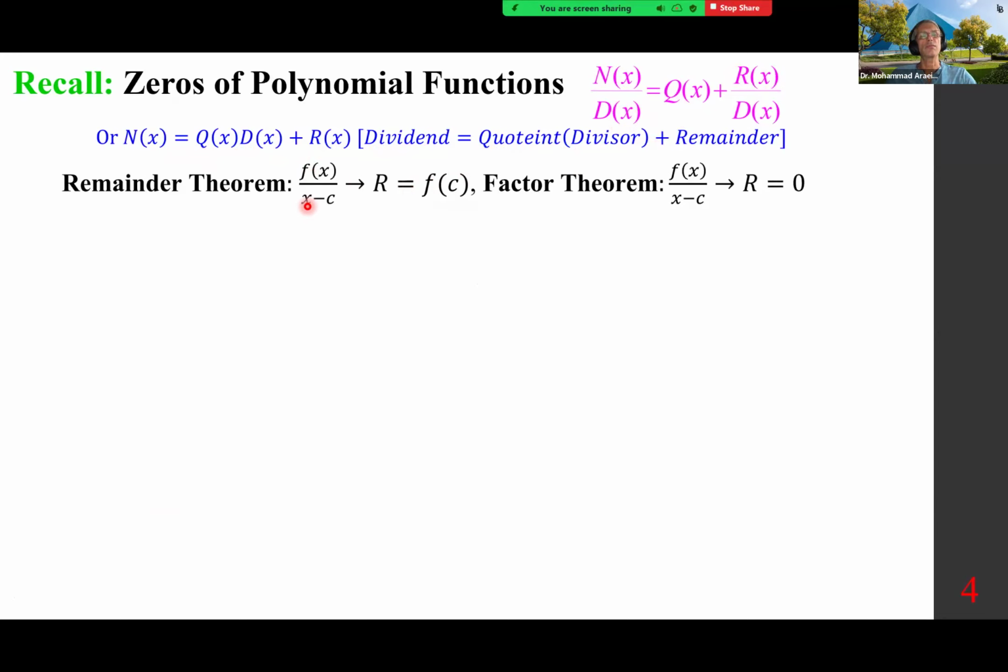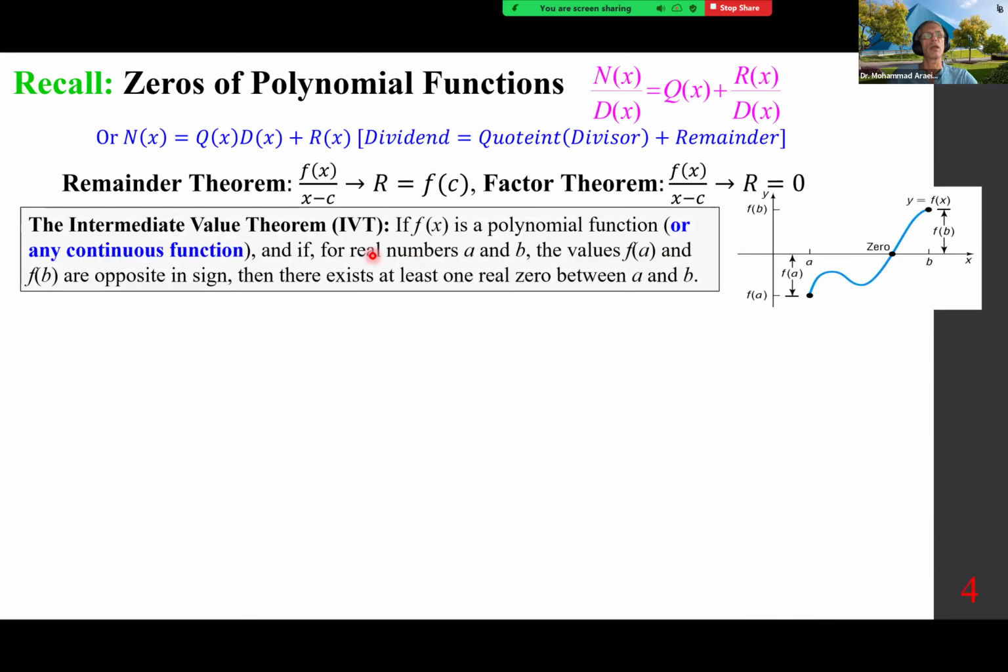The remainder theorem: if we are dividing f of x by x minus c, the remainder is f of c. And the factor theorem says if this r that we calculate here is 0, that means x minus c must be a factor of the function f of x. The IVT, or the intermediate value theorem, indicates if f of x is a polynomial function or any continuous function, and if for real numbers a and b, the values f of a and f of b are opposite in sign, then there exists at least one real zero between a and b.